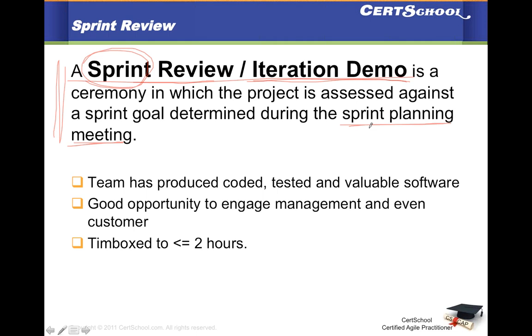Once we do that, at the end of the sprint, there has to be some kind of a review where we say, okay, this is what we had committed, and this is what we have finished. Okay, so that is exactly what you do in sprint review or iteration demo. Some people also call it iteration showcase, iteration demo. They're all the same things. At the end of the sprint, you're trying to assess against the sprint goal that you had set. Okay, you do that review.